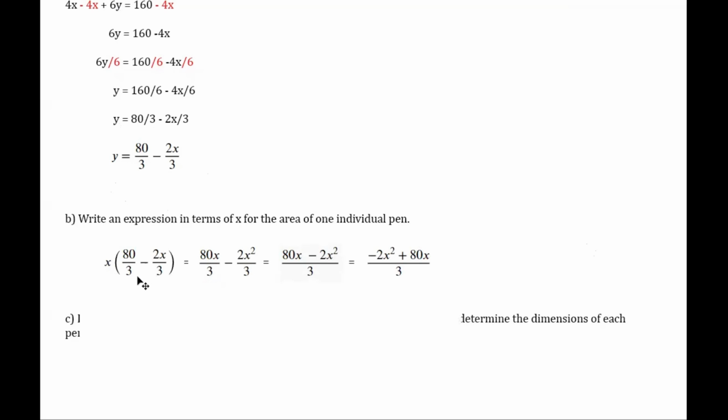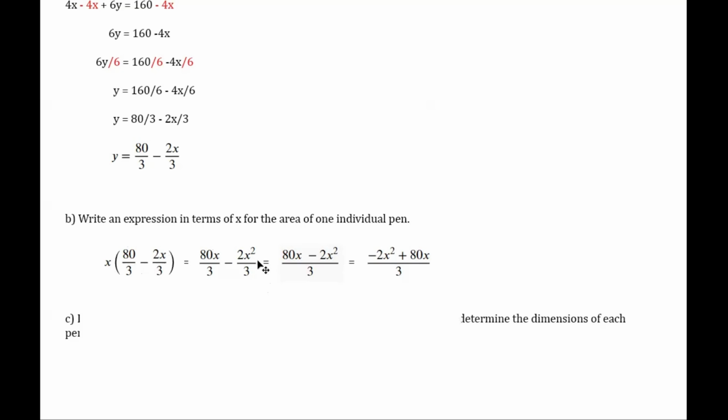X, and instead of y, we have 80 over 3 minus 2x over 3. Because we determined from part A, this was just another way to write y. Now you can take another step and distribute the x times 80 over 3, x times negative 2x over 3, and you can get this next set here, 80x over 3 minus 2x squared over 3.